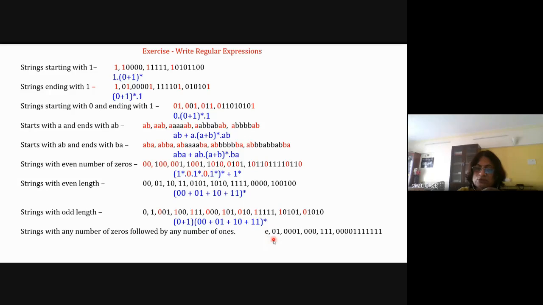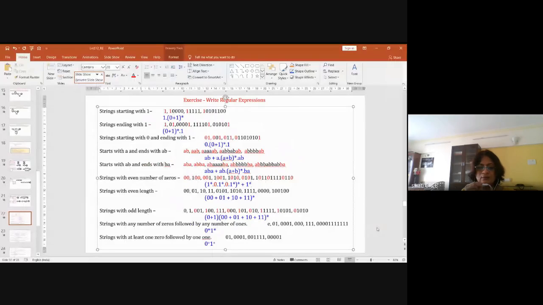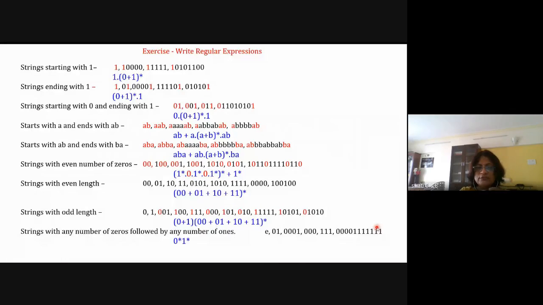Then 0 1 is allowed. One 0 followed by one 1. 3 zeros followed by 1. 3 zeros followed by 0 number of ones. 0 number of zeros followed by 3 ones. Or any number of zeros followed by any number of ones. So what is the answer? Zero string, one string, correct. Zero string, one string is the correct answer.